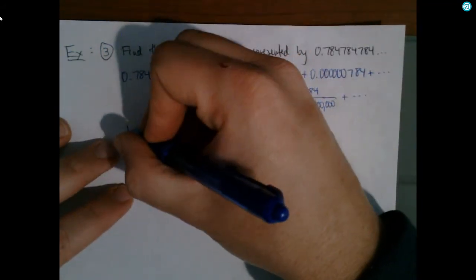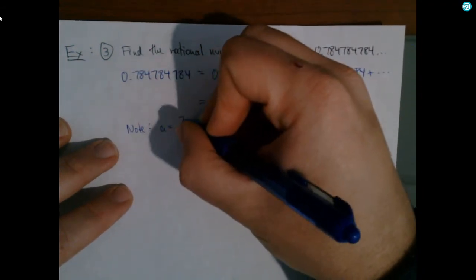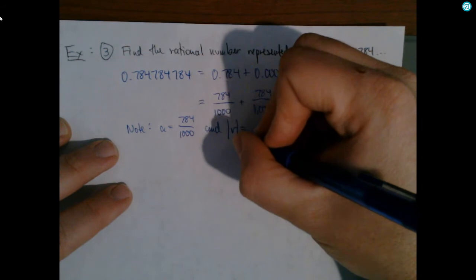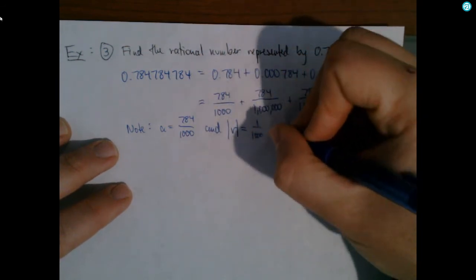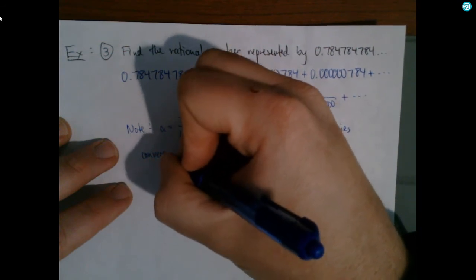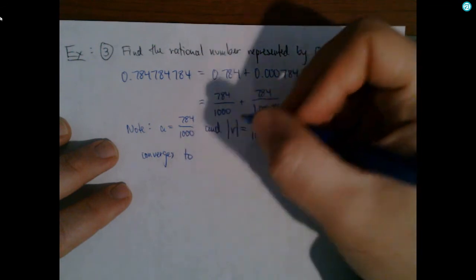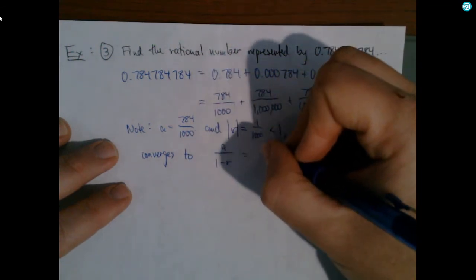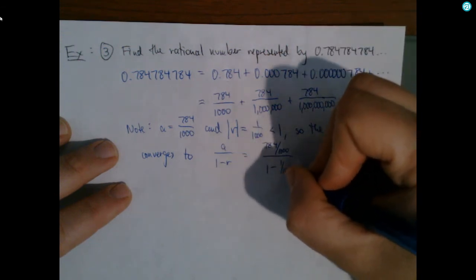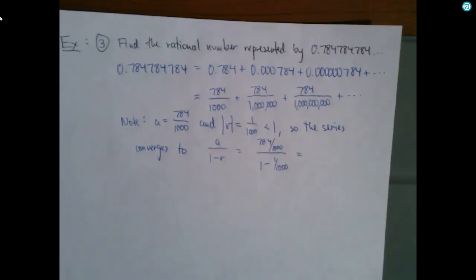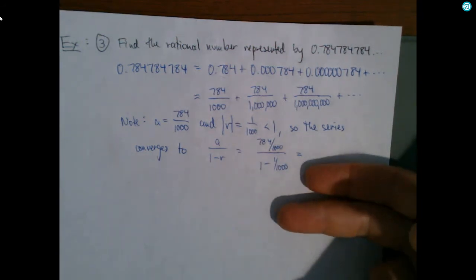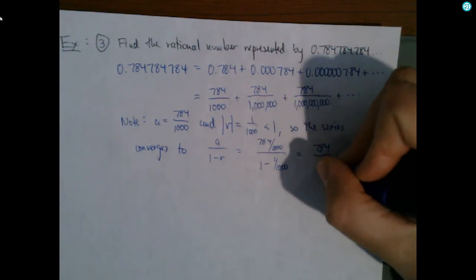So note that the first term is 784 over 1,000, and the absolute value of the common ratio r is 1/1000th, which is less than 1. So the series converges to a over 1 minus r, which is 784 thousandths over 1 minus 1/1000th. We could do that in our heads easily, because this is going to be 999 thousandths. 784 thousandths divided by 999 thousandths, you flip and multiply, and you're going to get 784 over 999.